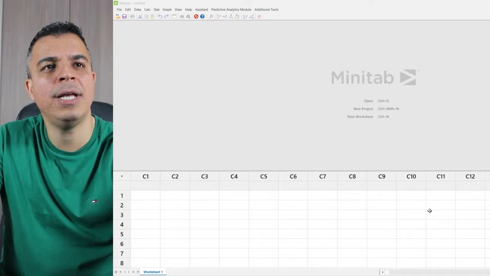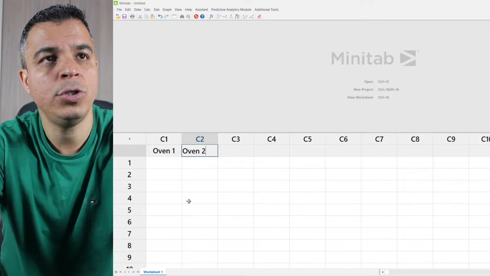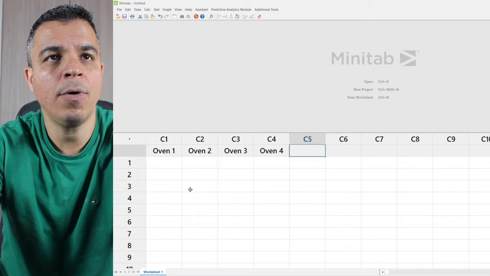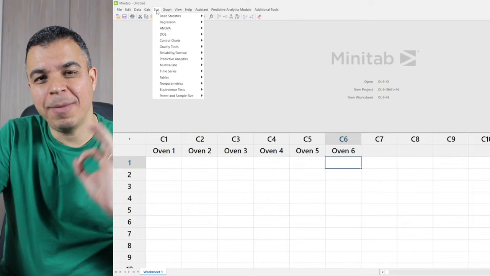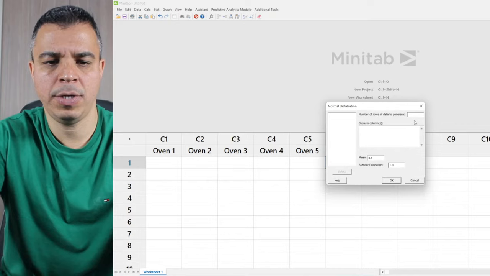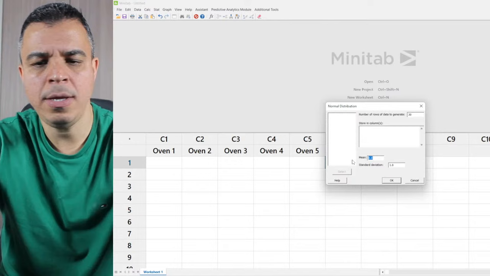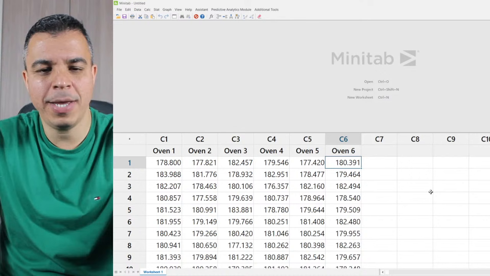So picture that. And if you are new to that, I am opening up a software named Minitab. Super cool. So let's suppose I have oven one, oven two, oven three, oven four, oven five, oven six. And then we know that the best temperature to bake a cheese bread is 180 degrees. So I'm gonna generate here some normal data, 30 data, 180. Let's put a standard deviation of 2. And for all of them, I am generating some random data so we can play around a little bit.